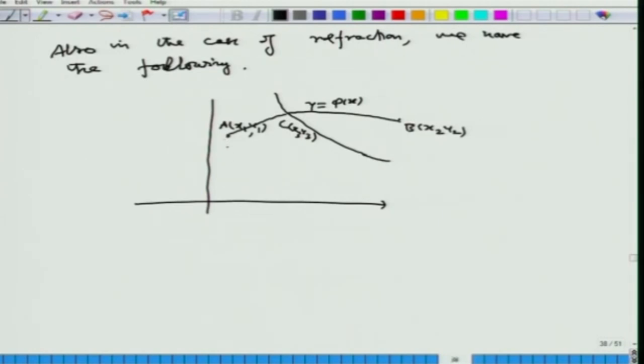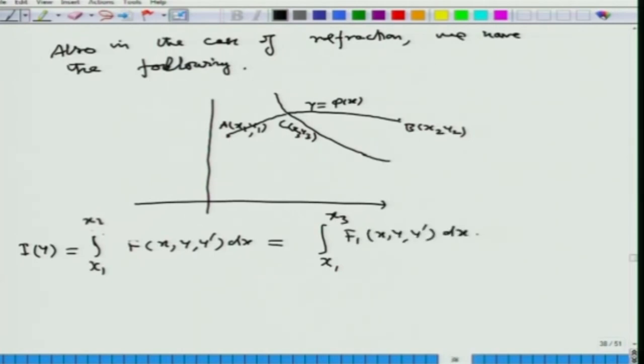Here there is one medium on this side, where AC is considered, and CB is considered in the other medium, so this F will be F1 here. So, we will have up to A to C. This I y, the integral from x1 to x2 of f of x, y, y prime dx, will then have to be broken in this way: the integral from x1 to x3 of f1 of x, y, y prime dx plus the integral from x3 to x2 of f2 of x, y, y prime dx, because this is a different medium.